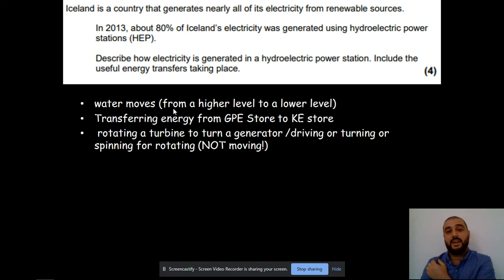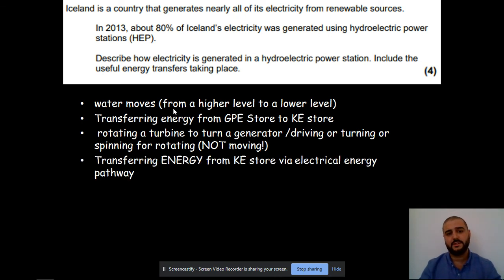Rotating a turbine, as it does so with all of these renewable sources of energy, and that drives a generator. I've said driving or turning or spinning for rotating, not moving. If you simply put moving down, then this is not going to give a sufficient description of the idea that these turbines are spinning around a drive shaft, which is in turn powering a generator. So be careful about your wording there.